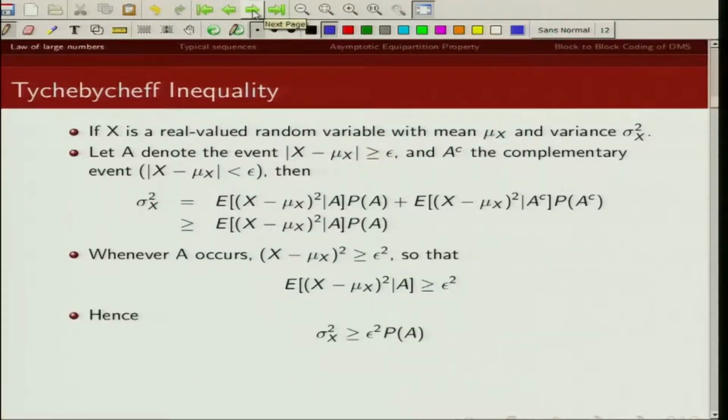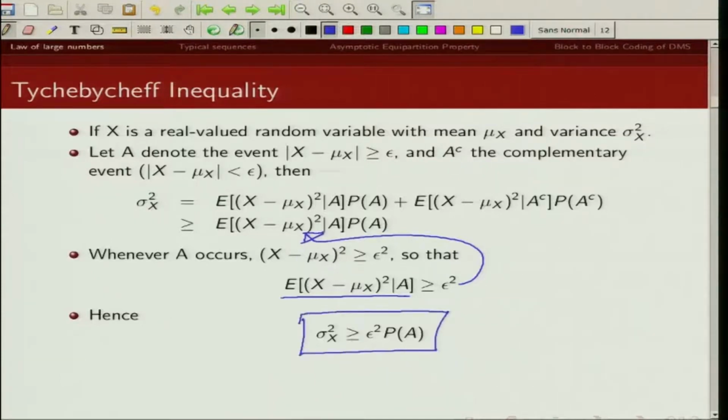Hence, if I plug this value of the expected value of (x minus mu x) whole square given A in here, what I get is this expression: sigma x square, the variance of x, is greater than or equal to epsilon square times the probability of occurrence of this event A, which is the event that the absolute value of the difference x minus mu x is greater than or equal to epsilon.